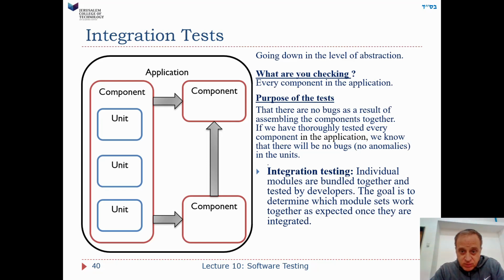What are we checking in integration testing? The purpose of the test is that there are no bugs as a result of assembling the components together. Each component works by itself, but do they work together? If we have thoroughly tested every component in the application, we know that there'll be no bugs or anomalies in the units. But what about their interactions?